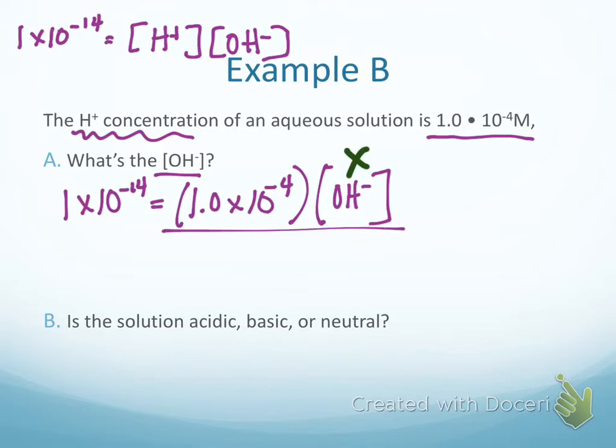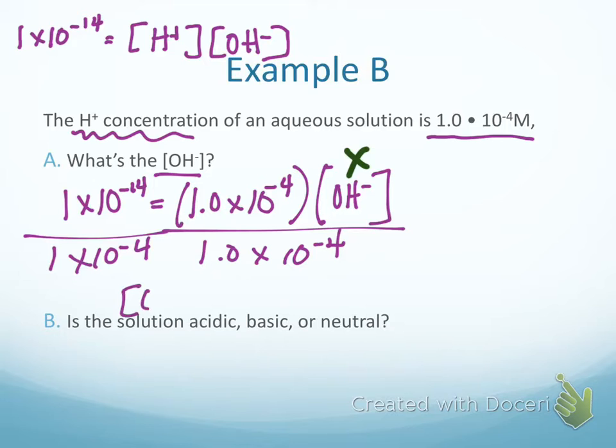So if we divide both sides by 1 times 10 to the negative fourth, the concentration of hydroxide is going to equal 1, and I'm going to say 0.0 because I want to mimic the number of sig figs in the original, times 10 to the negative 10th. And again, this will be in molarity. We're solving for concentration.